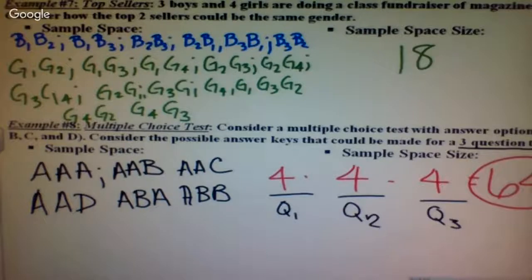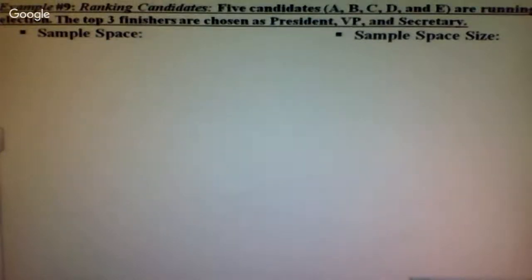Okay? So, with that being said, this one is also a pain in the butt. 5 candidates, A, B, C, D, and E, are running an election. The top 3 finishers are chosen for president, vice president, and secretary. So I could do something like A, B, C, A, B, D, and so on and so forth. This one's huge as well. Again, I will never make you actually write out all of this. So I need 3 things.